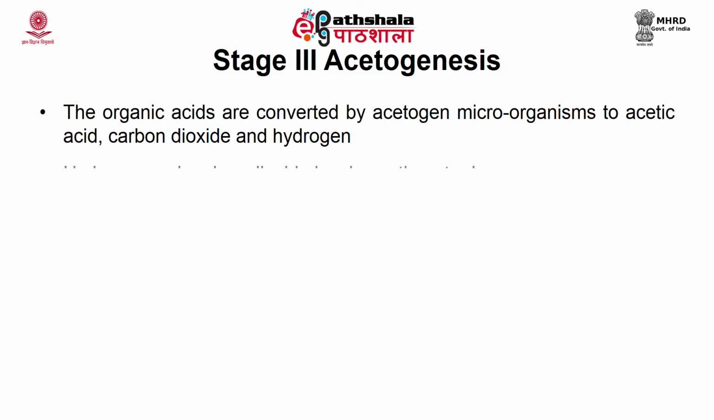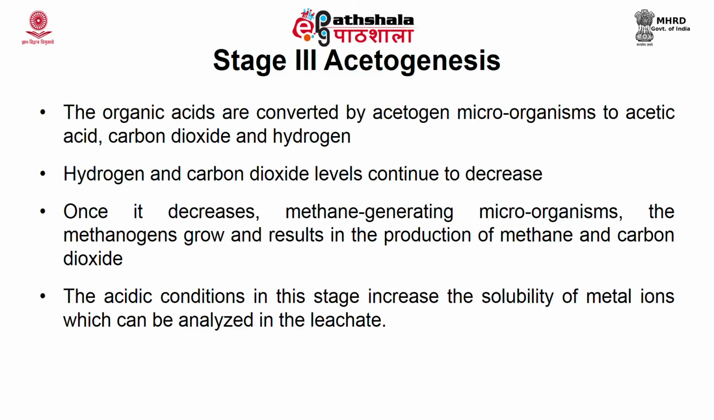Now, stage 3 is acetogenesis. The organic acids, that is the volatile fatty acids produced during stage 2, will be used here in acetogenesis, where they will be used by the acetogen microorganisms and converted to acetates, that is acetic acid derivatives, carbon dioxide and hydrogen.